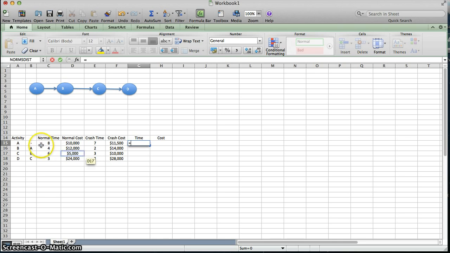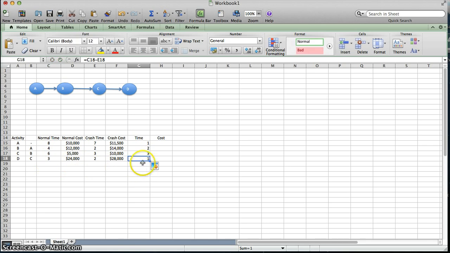We're going to take the normal time and subtract the crash time. You could probably just do this in your head, but by doing it in Excel this way, I then can copy down that formula. We'll double check to make sure it copied correctly. It's taking the normal time minus the crash time.